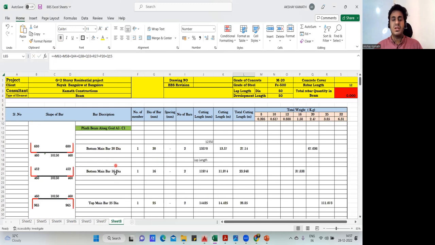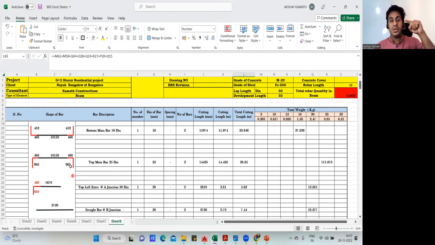Bottom you got 20 separately, 16 separately. Some drawing you get only bottom one bar. You may get top two different. Here we got top only one, 25. There may be a beam where you get top 25 one and 20 another one. So only that changes will happen. Rest the way of doing the calculation remains the same. Nothing change will happen. So try to practice this.